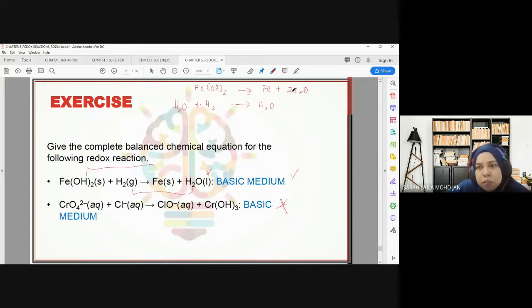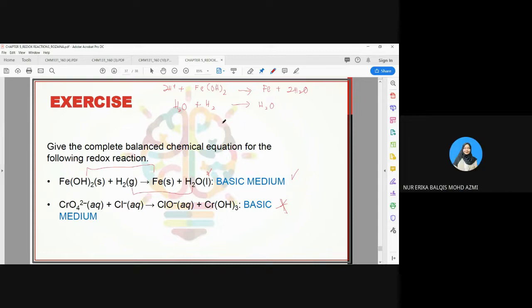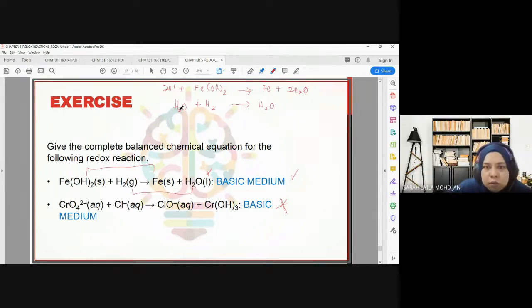Okay, belah sini ada 2 darab 2, so 4H. Here you have 2, so you have to add 2H plus. Okay, laju ke? Ke boleh lagi? Boleh. Boleh, alright.